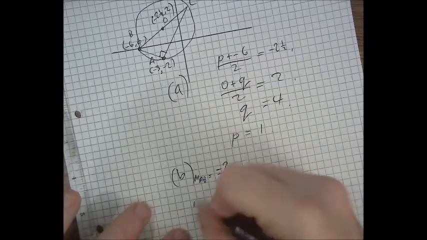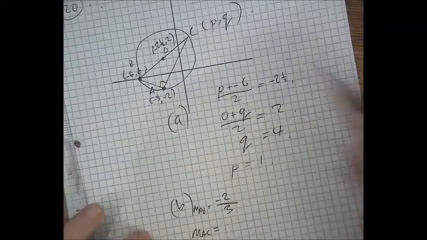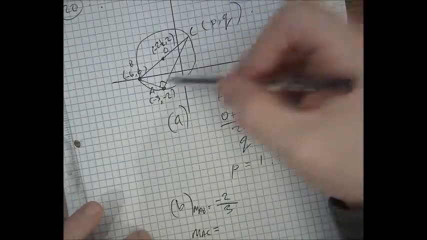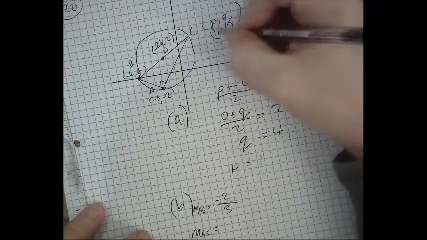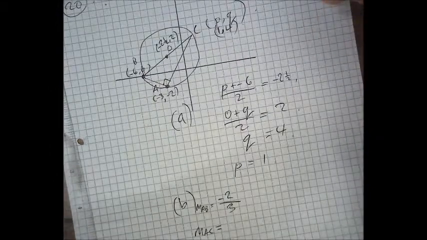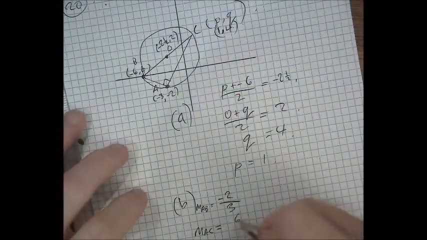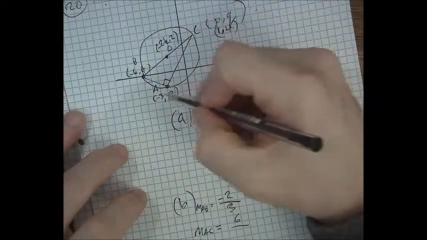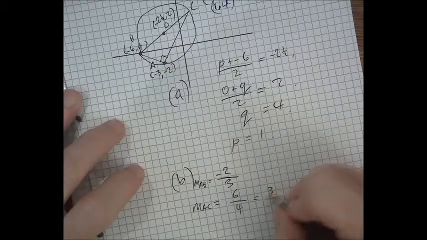The gradient of AC is, so we now know that that's 1, 4. Again, try and update the diagram so you can look at the diagram and see all the information you need. So, second y minus first y is 6. Second x minus first x is 4. Simplifying stuff helps you spot.